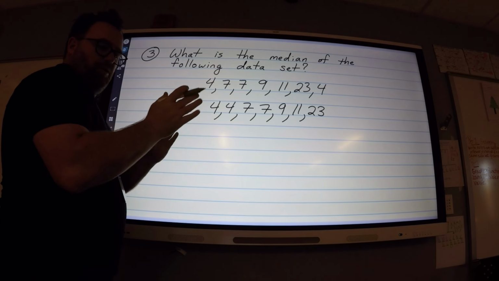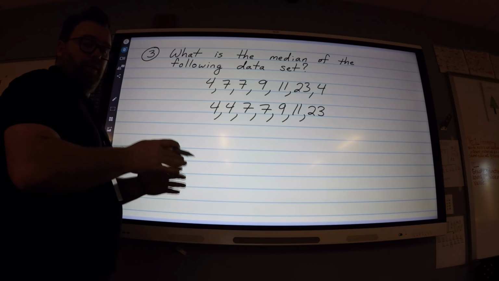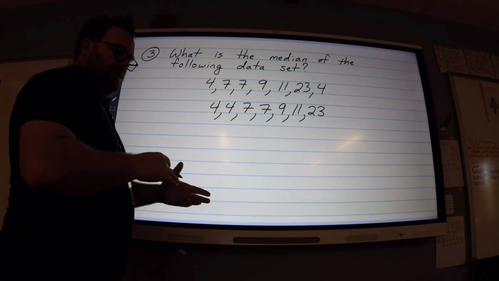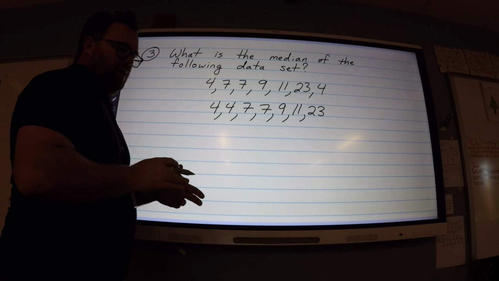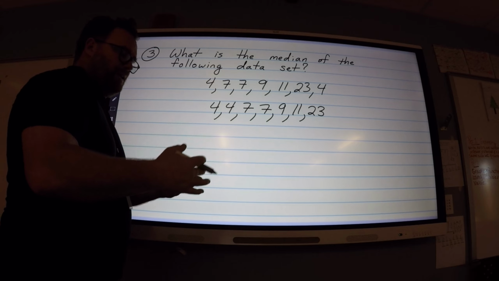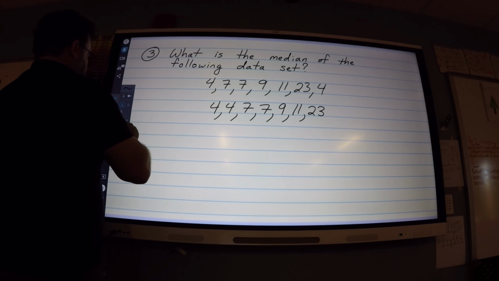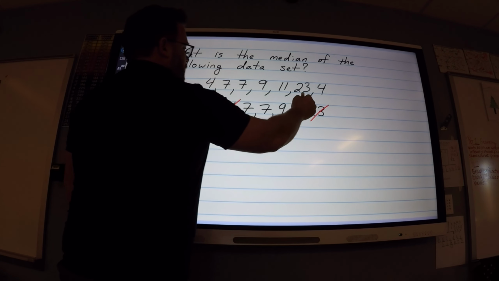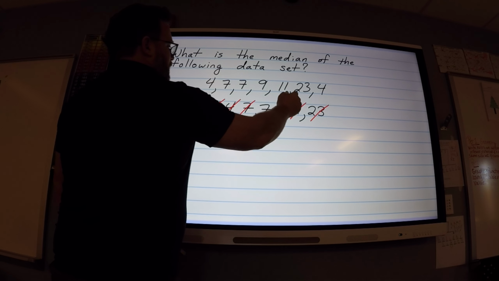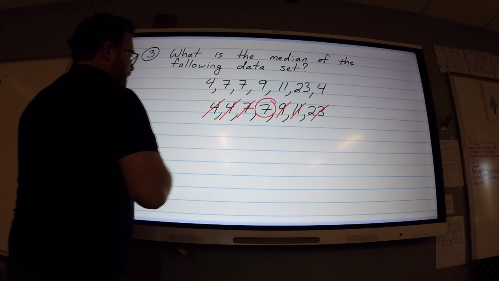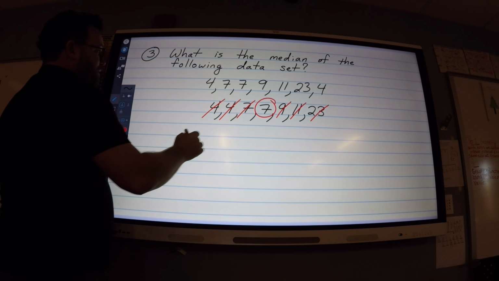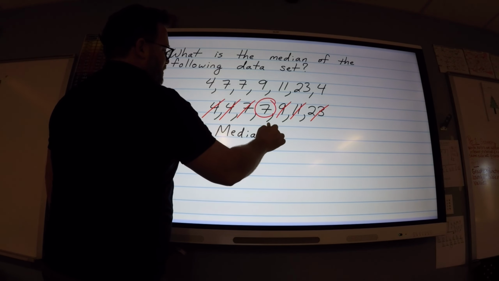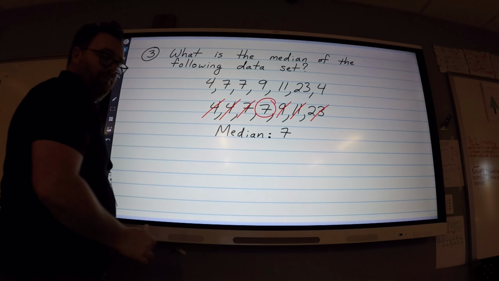And then I want to start crossing them off till I find the middle number, or if we have an even amount of values, the two middle numbers. If we get two middle numbers, we'll average those numbers. If we just have one middle number, we'll just take that number. So let's cross them off. And in this case, we have one middle number, which is 7. So the median in this case is 7.